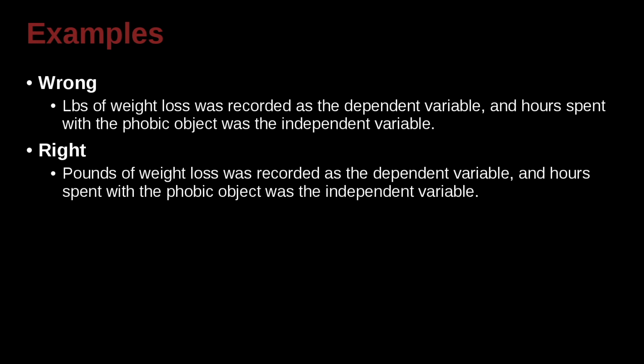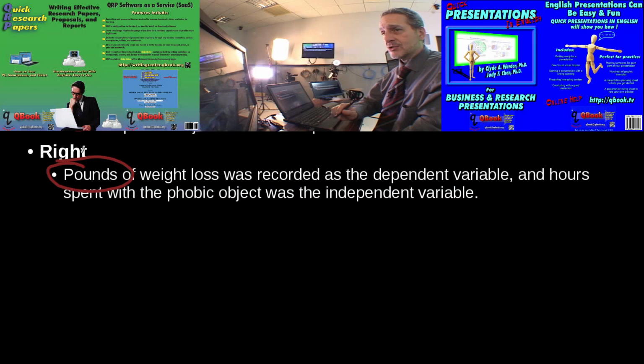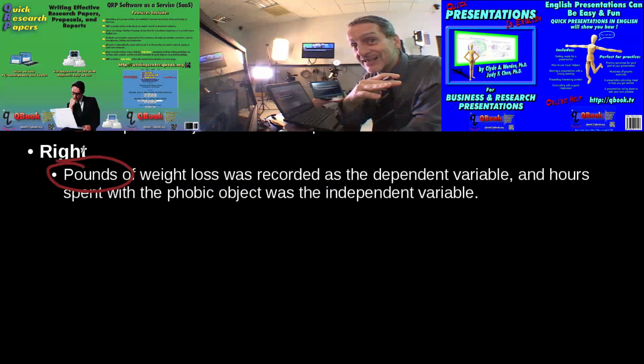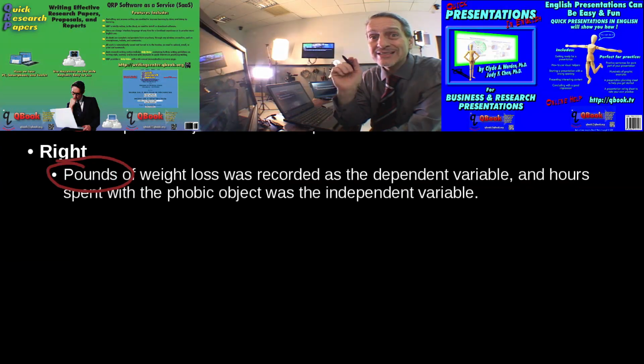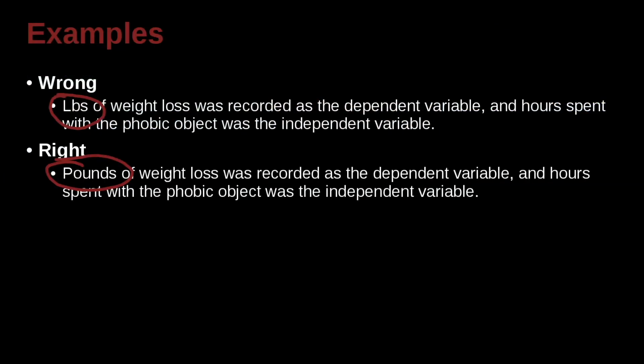Pounds of weight loss was recorded as the dependent variable, and hours spent with the phobic object was the independent variable. And here we have this problem that I love to point out, this is really a biggie, the beginning of a sentence. At the beginning of a sentence, do not use abbreviation. So let me repeat this. At the beginning of a sentence, do not use abbreviation. No, never. It is totally wrong. People love to do it. It's easy to do, especially when you're editing, you move things around. Do not do it. So here we're going to spell out the word pounds.